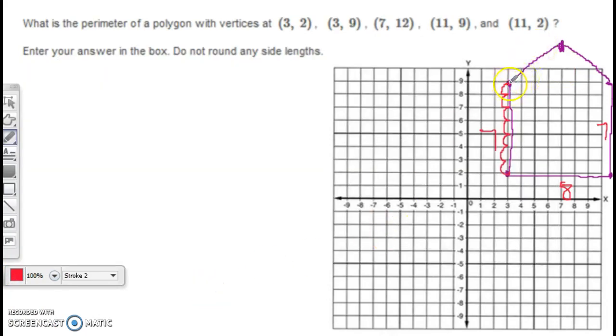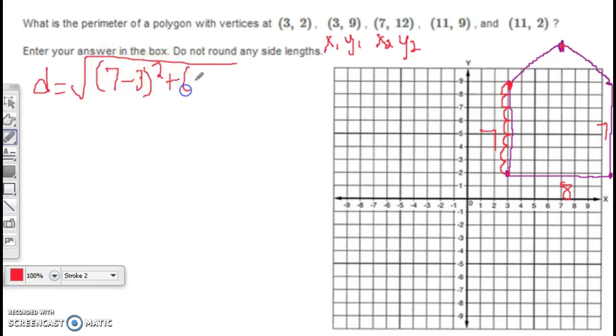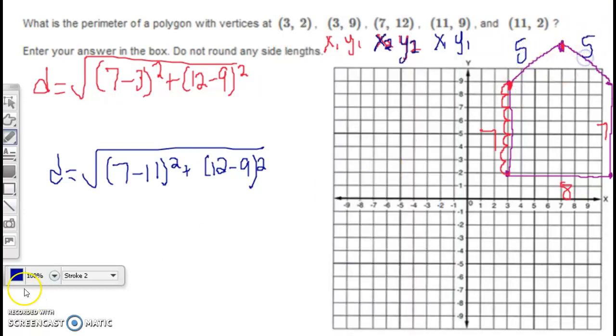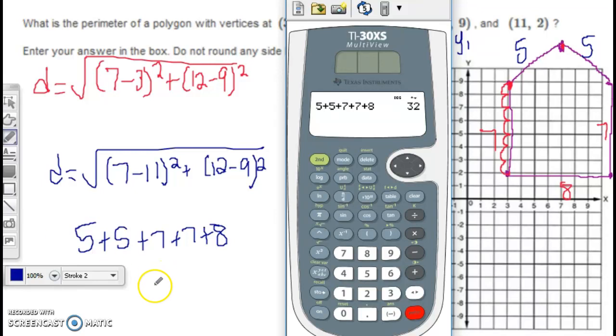I'll go ahead and do distance formula this time since I did Pythagorean theorem the last time. This point is at 3, 9, so that's going to be my x1, y1. And this point is at 7, 12, so that's going to be my x2, y2. And then I'm going to plug it into my distance formula: x2 minus x1 squared plus y2 minus y1 squared. And I'll type that in. Okay, so I found the distance of both of these, and both of these are 5 units. And so then I would just add 5 plus 5 plus 7 plus 7 plus 8 to get the perimeter. So in this case, the perimeter is 32 units.